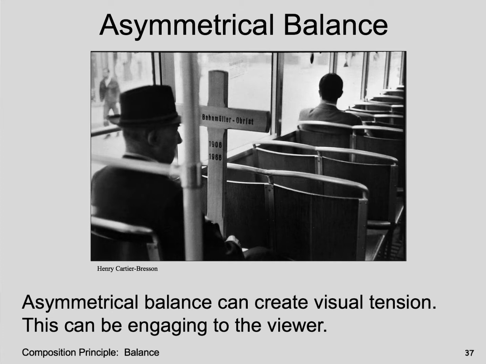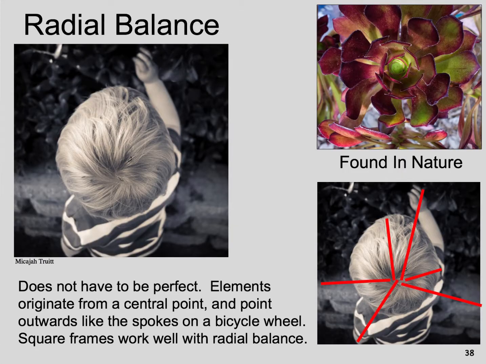Here is an asymmetrical balance, and it can create visual tension. This can be engaging to the viewer. We have the backlit portrait of the man with the cross here in the bottom left third, being balanced by the man over on the top right. Radial balance: here the hair coming from the scalp, or often found in nature with flowers and various plants, things coming from a central point and going outwards.